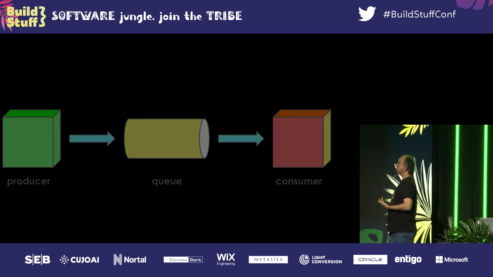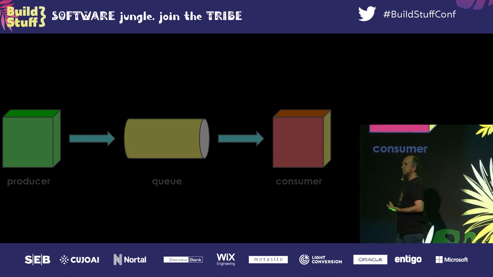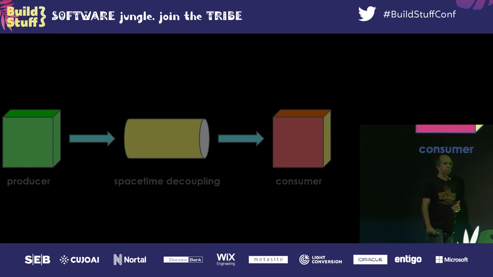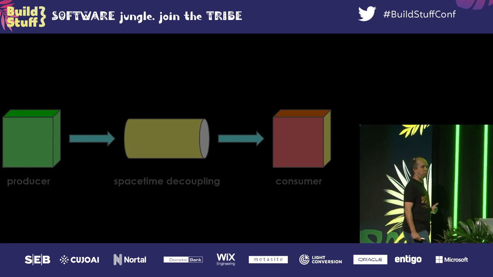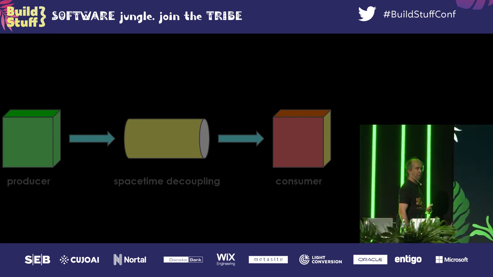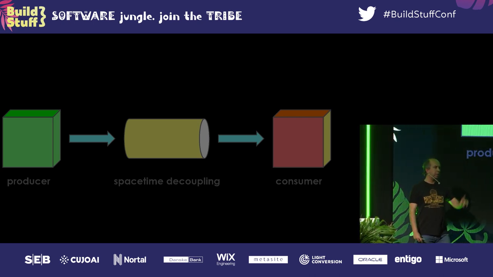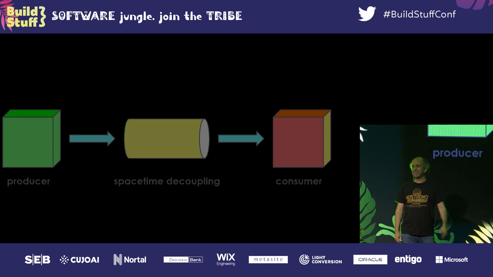If you're bored of the term queue, I offer you a new profound insight, an alternative piece of terminology. A queue is a space-time decoupling. Okay, that is way more interesting. When you're having a conversation with your colleagues and you're looking at stuff, it's like, yeah, we're getting all these requests in. What we need here is a space-time decoupling. Oh, that sounds so much better.